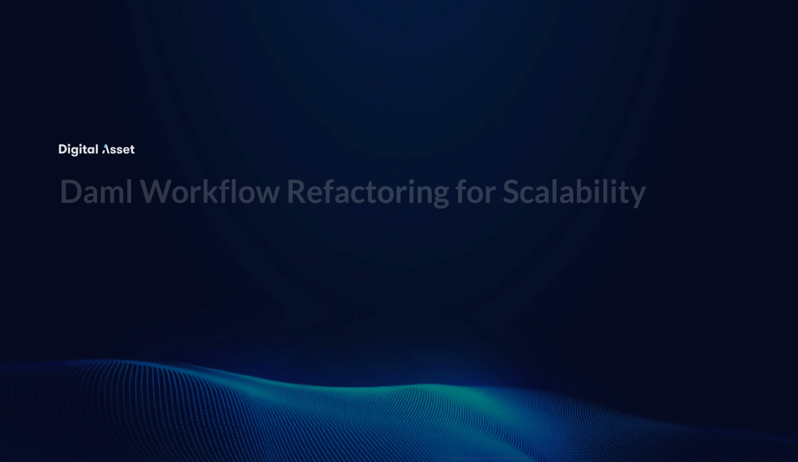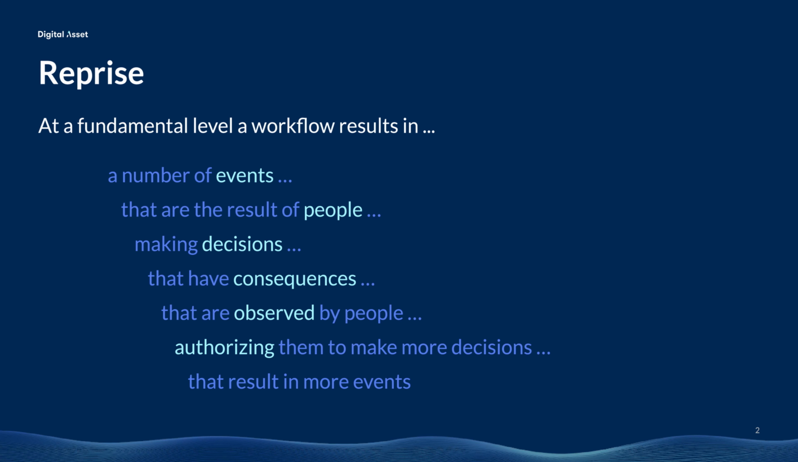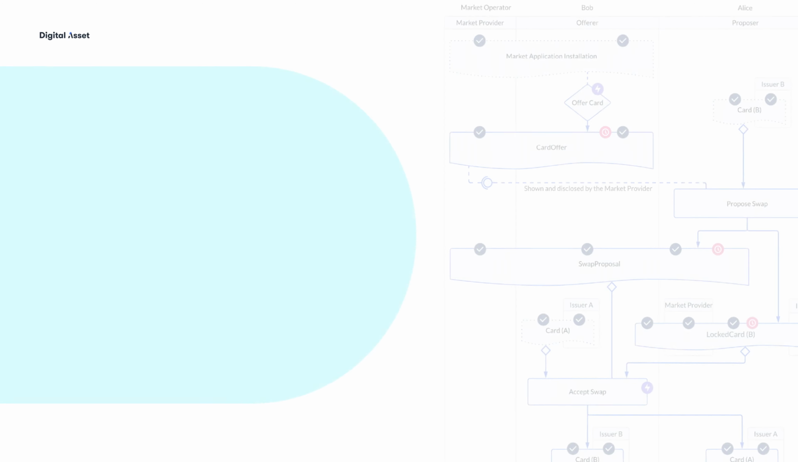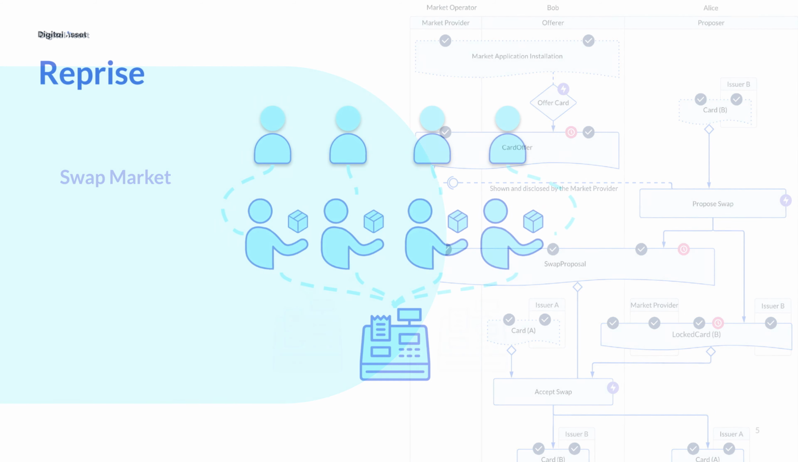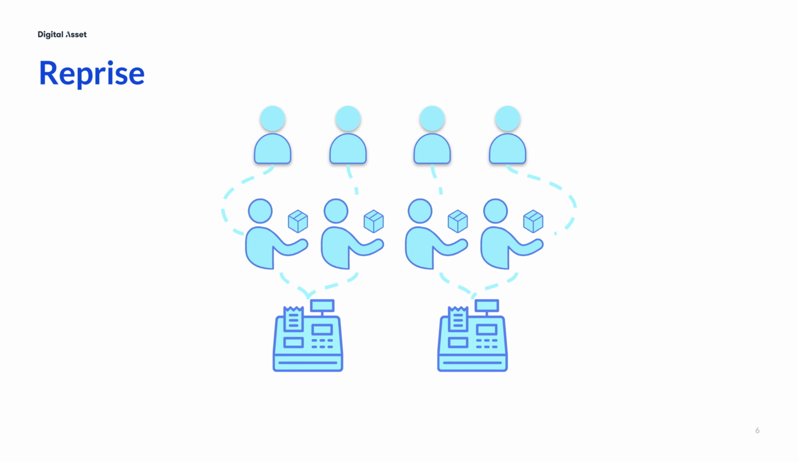Before we dip into refactoring for scalability, let's briefly review some core concepts. We have decomposed the problem of analyzing workflows into understanding the events, people, decisions, and consequences involved, and how they are observed and authorized. And we've looked at how this creates a core loop for people to make business decisions. We have analyzed an example workflow and developed a simple action-oriented design. And we have examined how contention in simple designs can limit the scalability of a distributed workflow, and the principles of how to address this contention to regain a scalable workflow.